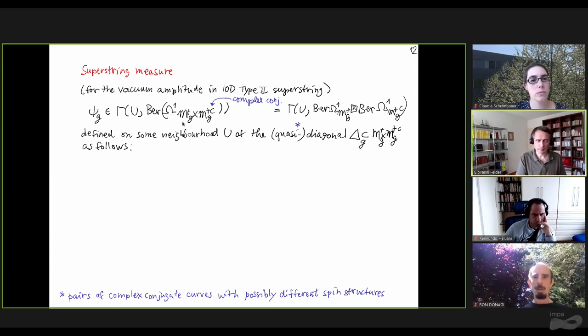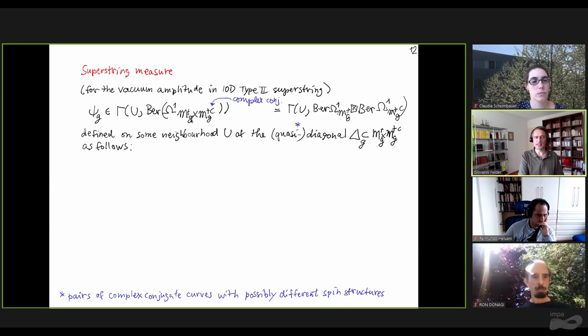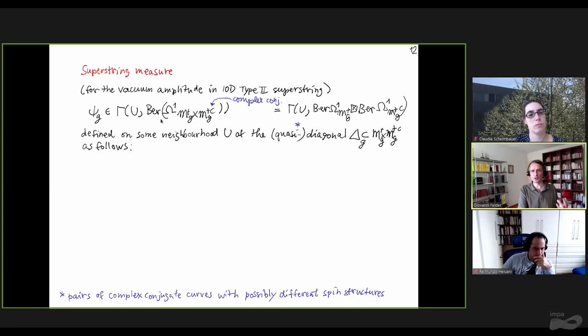And so this is a section of the Berezinian of that thing. And this psi g is defined on the diagonal or on the quasi-diagonal. We'll just say what that is. But it's actually defined in an open neighborhood of this generalized diagonal.